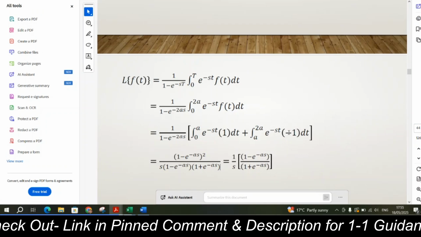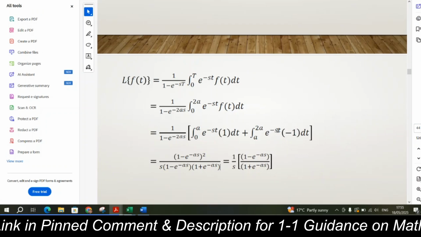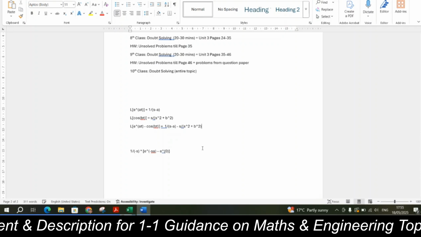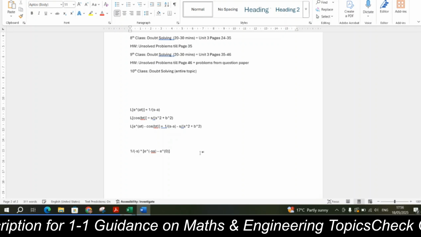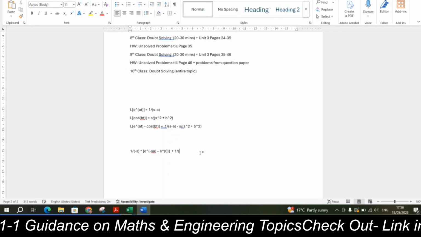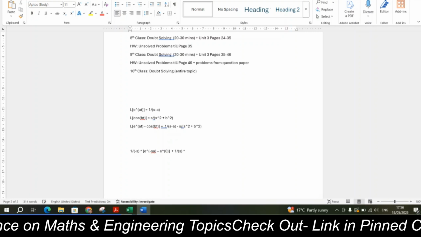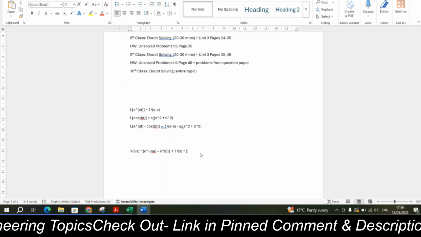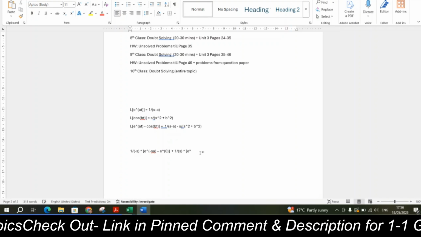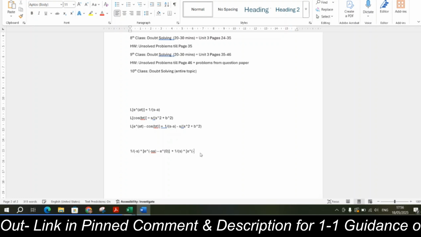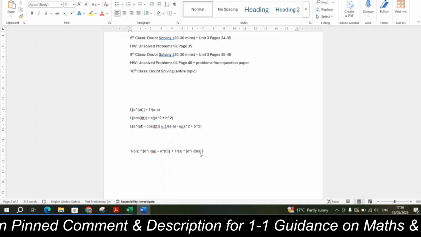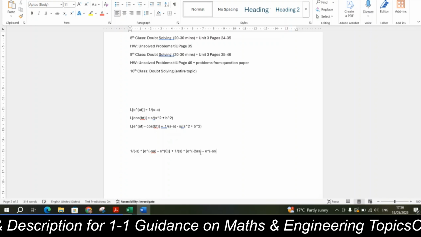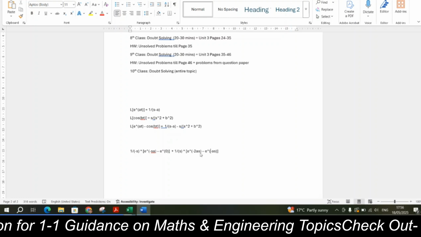The next step, let's do the next step as well. It is minus 1, and again it is e raised to minus st. So minus 1 into 1 upon minus s, so that becomes plus 1 over s. There are two negatives, right? 1 over s, and then you multiply it by e raised to minus st again, and now you can apply the limits. The upper limit is 2a, so it becomes e raised to the power minus 2as. Minus the lower limit is a, so e raised to minus as.